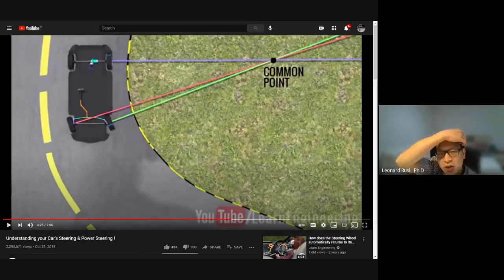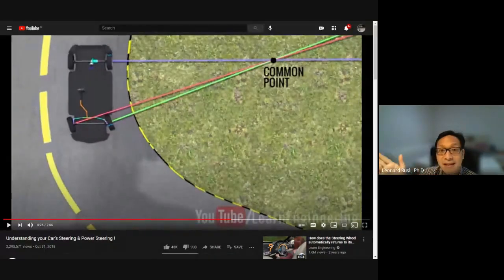This mechanism is called the Ackermann steering geometry. Okay? The Ackermann steering geometry makes sure that the left wheel and the right wheel angle is not the same. In fact, they converge on that common point, which also intersects with your rear wheel, and therefore it creates a smooth radius when you turn. Okay? So the geometry is such that it will do that. It's called the Ackermann steering geometry.